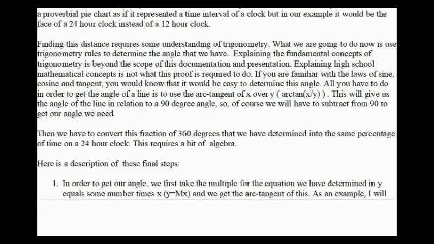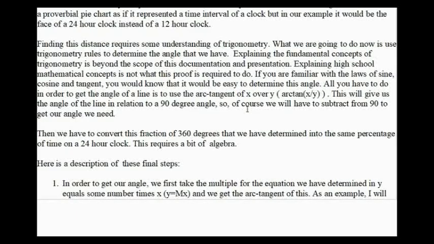If you are familiar with the laws of sine, cosine, and tangent, you would know that it would be easy to determine this angle. All you have to do in order to get the angle of the line is use the arctangent of x over y. This will give us the angle on the line in relation to the 90-degree angle. So of course, we would have to subtract 90 to get the angle we need.